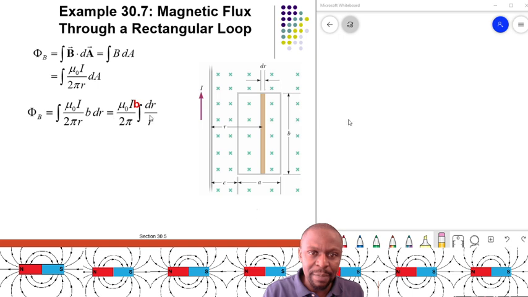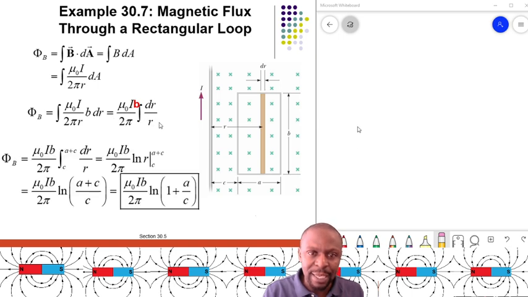Now, if you take them outside and then integrate and put in the limits, you integrate from c to a plus c, and this is what you are going to have for your flux.